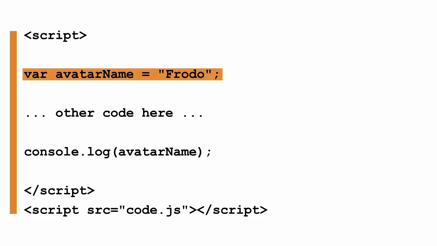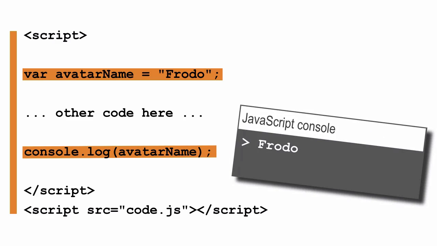Notice that in this code, we've declared and initialized the variable avatarName at the very top of our code, and then we're referencing the variable below to display the value in the console. This seems logical. We declare our variable before we use it, and our code works just fine. When we run it, we see the value of the variable in the console.